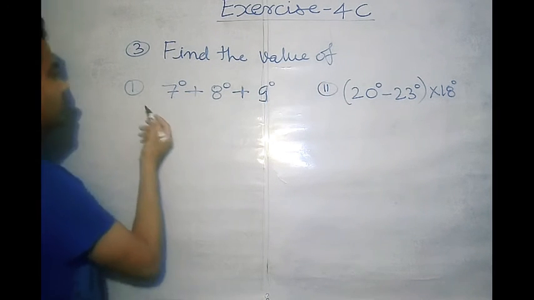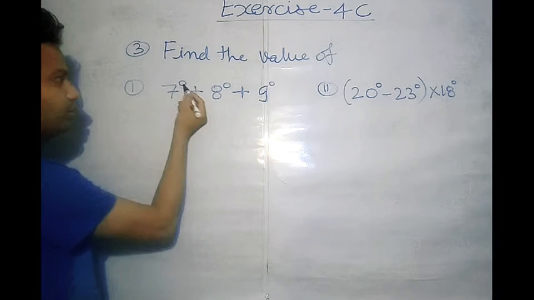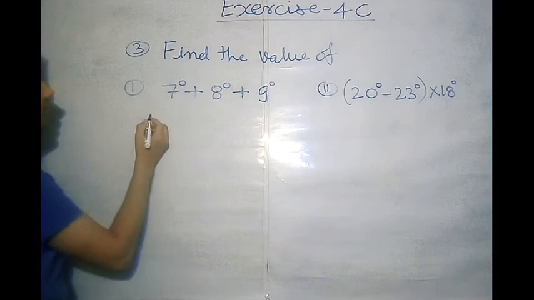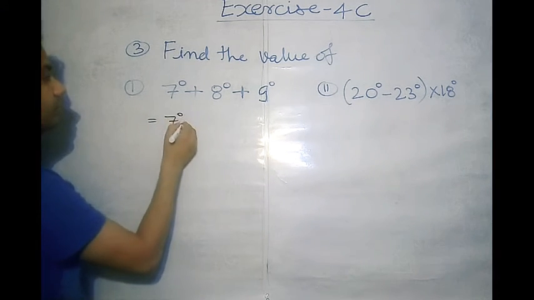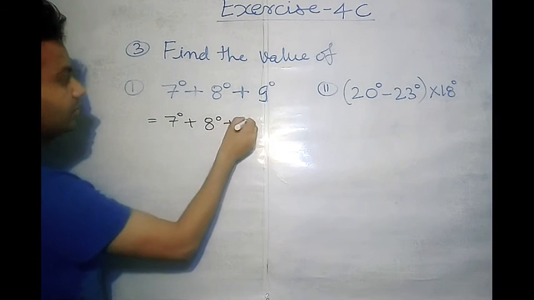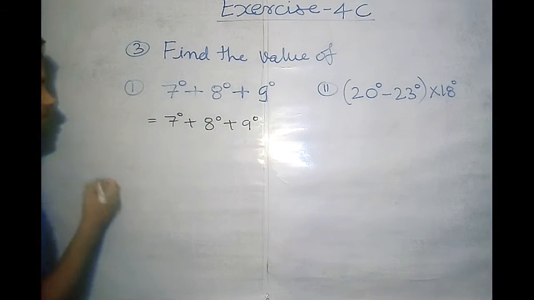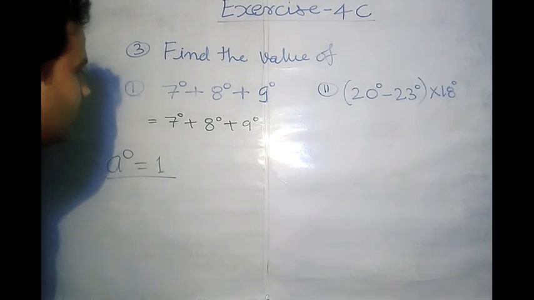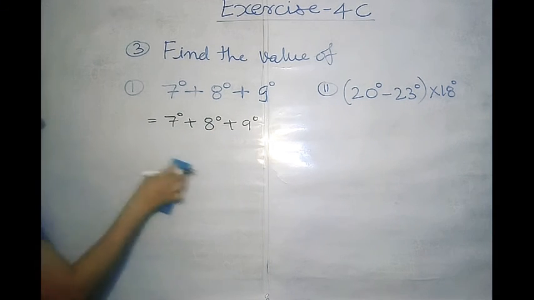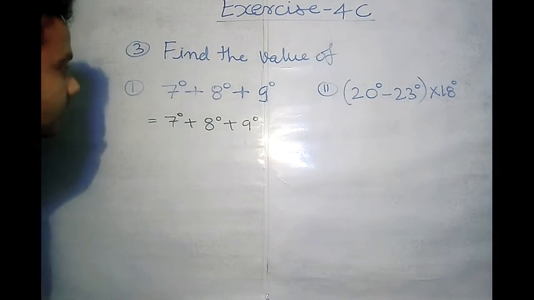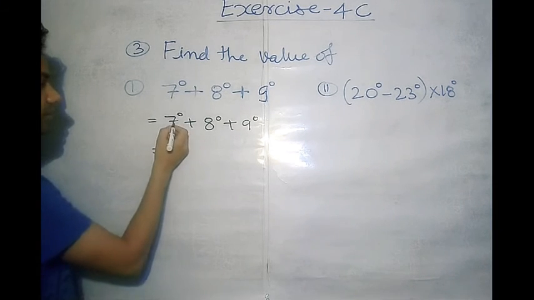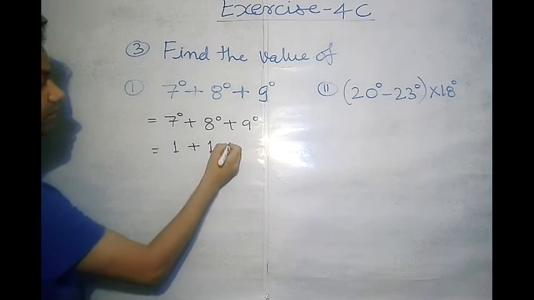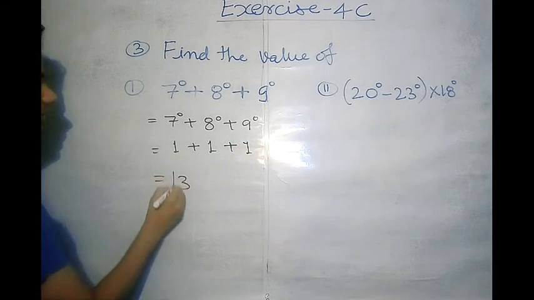Now exercise 4C, question number 3. Find the values of: question number first part is 7 raised to the power 0 plus 8 raised to the power 0 plus 9 raised to the power 0. Which law of exponent are we using here? A raised to the power 0 equals 1. This we know. So here all the 7, 8 and 9 are non-zero numbers. Now this you can change: 7 raised to the power 0 equals 1, 8 raised to the power 0 equals 1, plus 1 plus 1. What is the answer? 3.